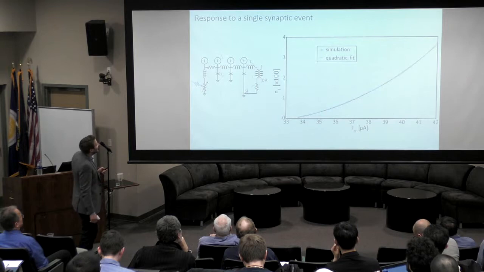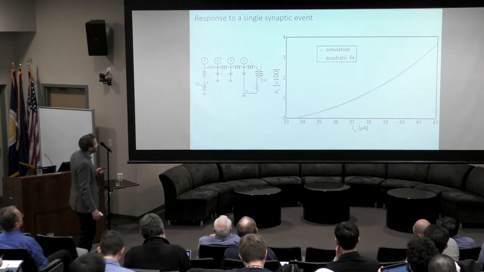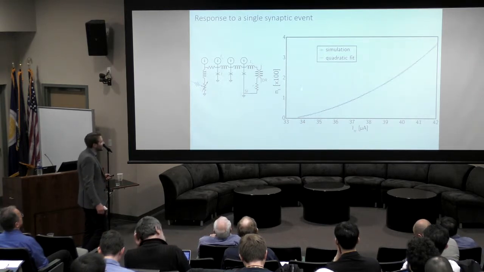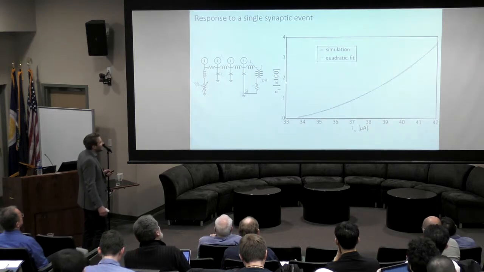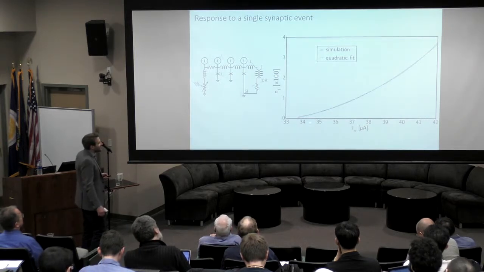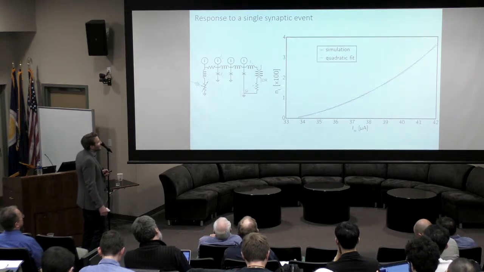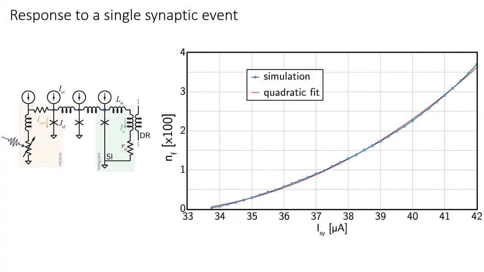Okay, I said I would tell you how the synaptic weight affects the amount of current generated. That is this plot right here. I'm plotting the number of fluxons generated as a function of the synaptic bias current. Now, you can translate from the number of fluxons to the total net amount of current by the inductance there, but that's not a very important point. The important point is that this is a slowly varying function.